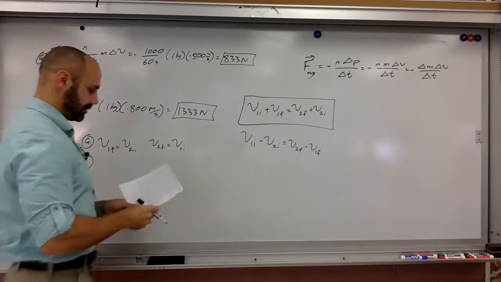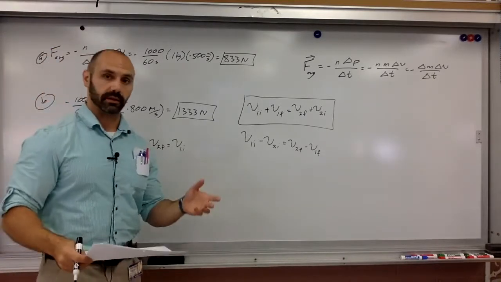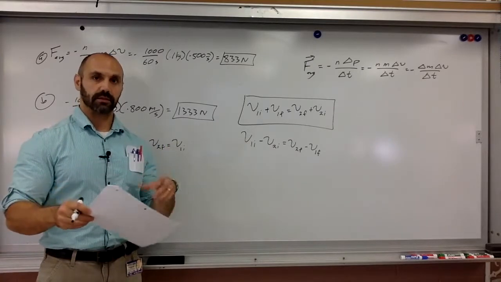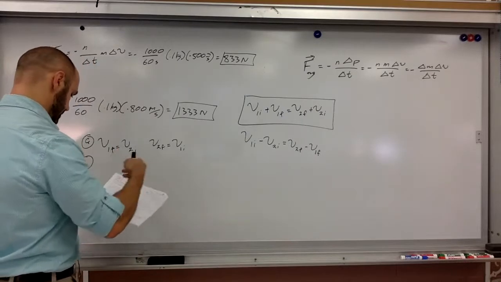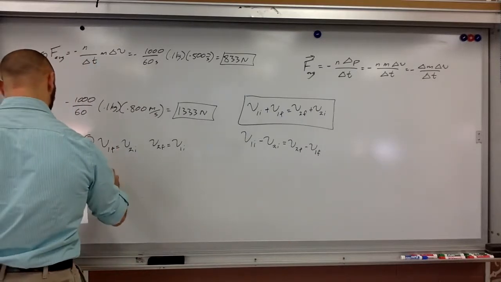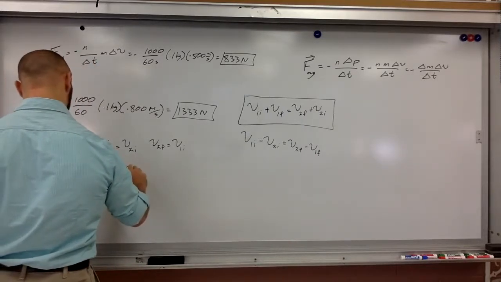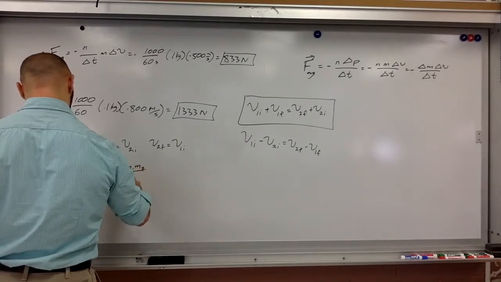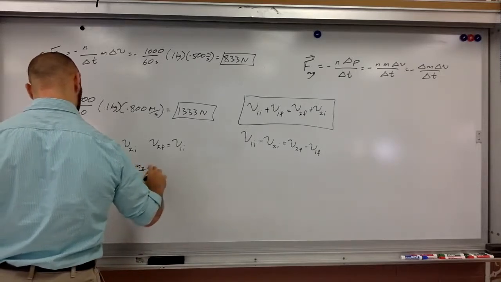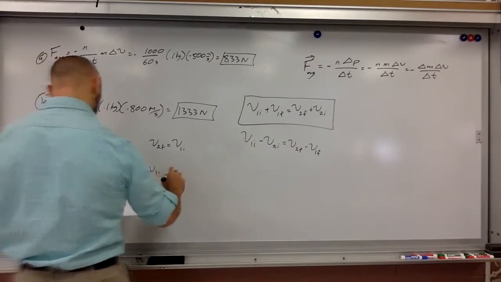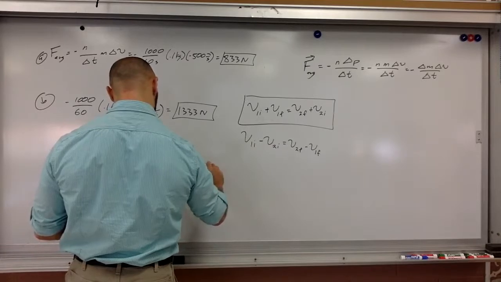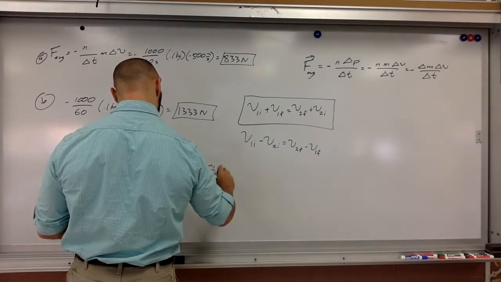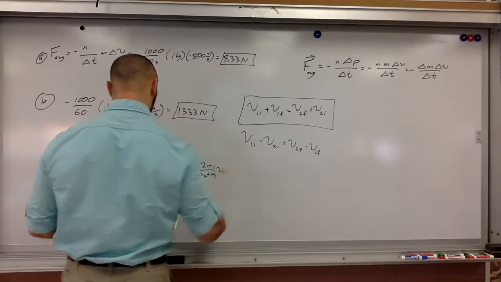B. What if V2I equals 0? So initially, the second object is not moving. Then in that case, one of the terms disappears. So you can see that V1F is M1 minus M2 over M1 plus M2 times V1I, and V2F is 2M1 over M2 plus M1 times V1I.